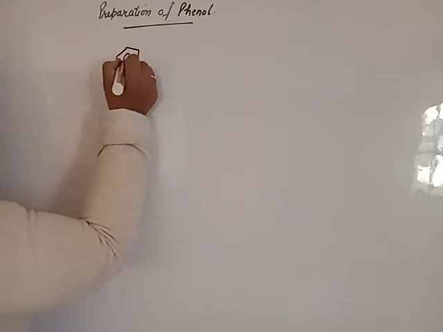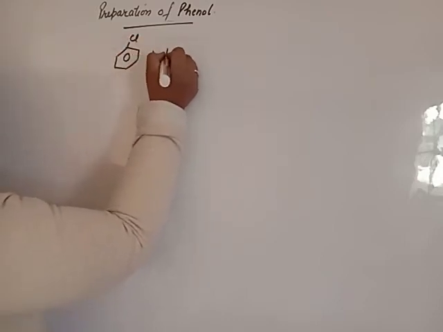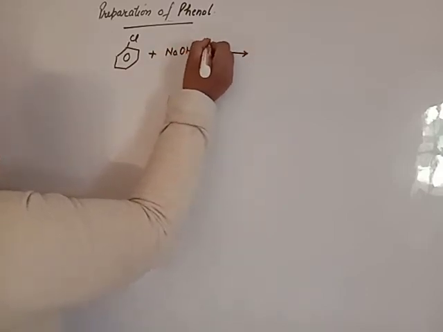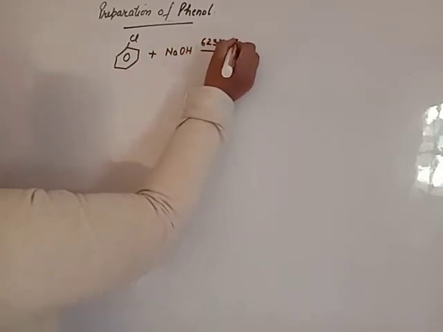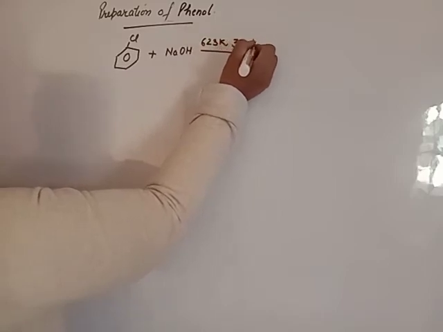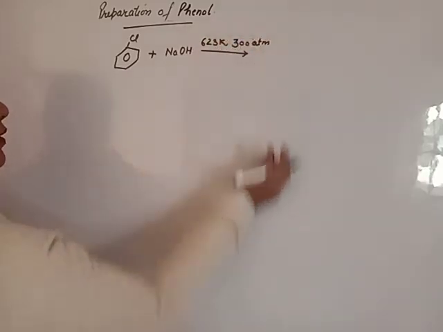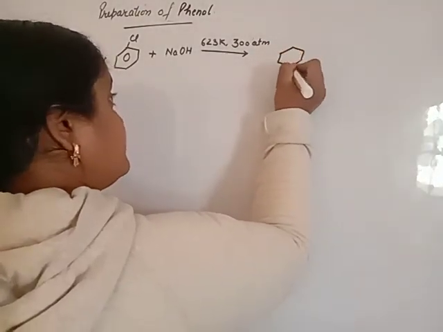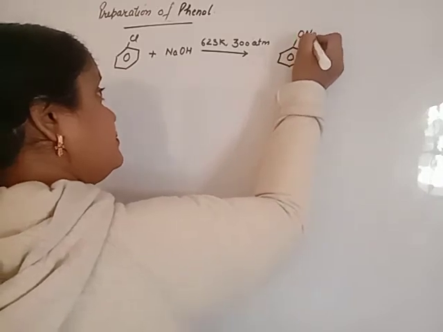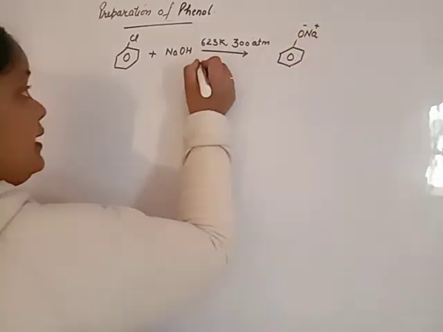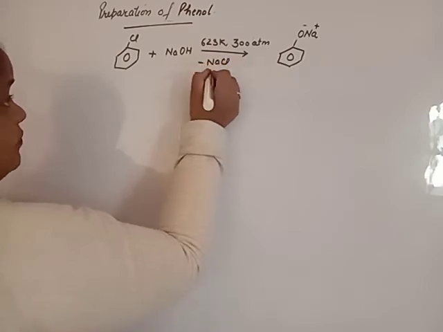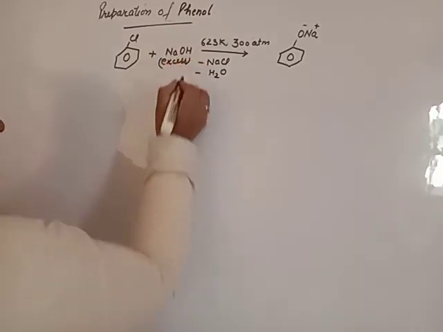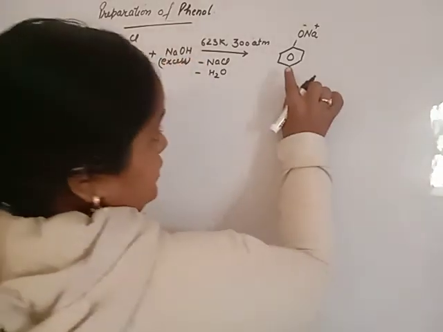When chlorobenzene is treated with NaOH under 623 Kelvin temperature and 300 atmospheric pressure, we will get sodium phenoxide. NaCl and water will be removed. We use NaOH in excess. Clear? Now we have sodium phenoxide.